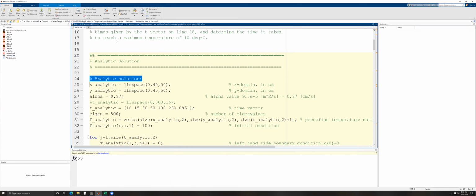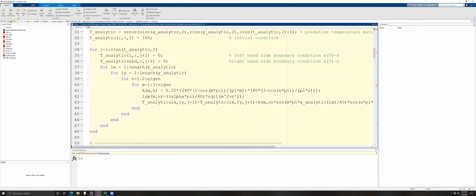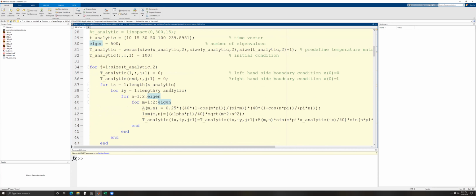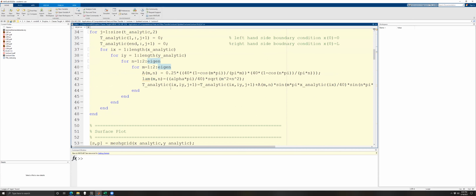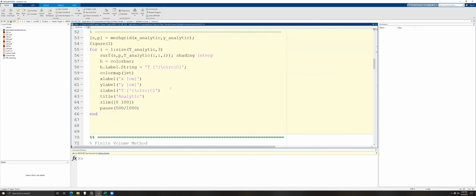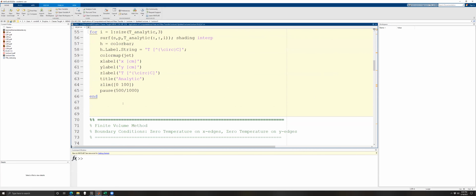A reason for this is, you always want to test your codes out to something you know the answer to, to flush out any kinks. So we have our analytic solution that takes the form of an equation where you do separation of variables and we just sum up over a distinct number of eigenvalues. So line 24 down to line 66 gives you the analytic solution.